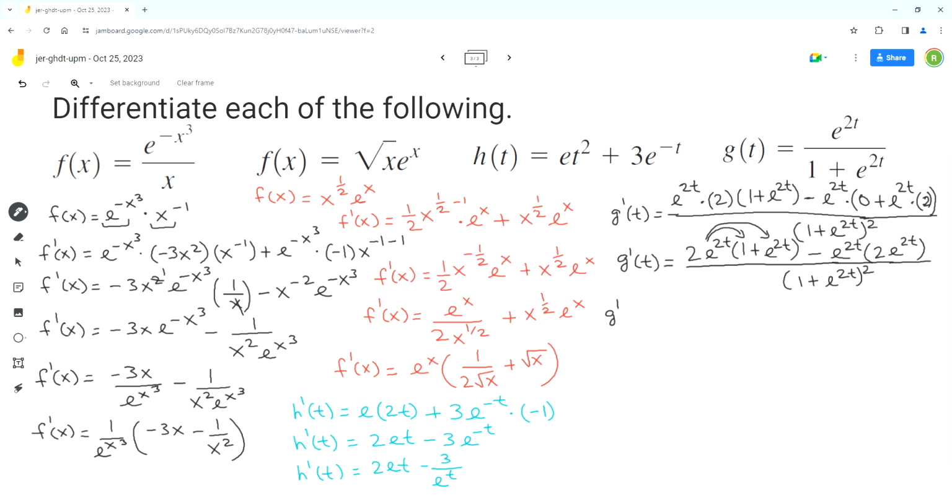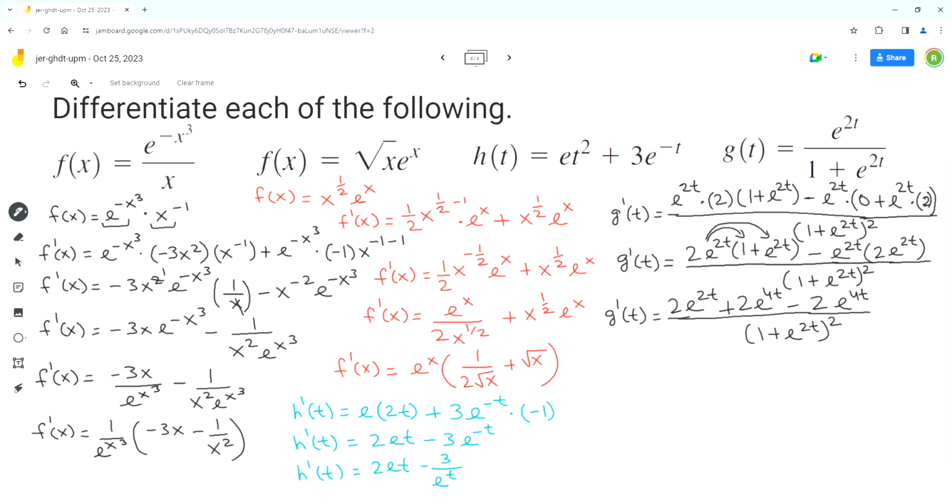So we get g prime equals, in the numerator, 2 times e to the power 2t, and then 2 times e to the power 2t times e to the power 2t will be equal to plus 2e to the power 4t. We add the exponents because the bases are the same. And then minus 2e to the power 4t, because e to the power 2t times e to the power 2t will be e to the power 4t, over 1 plus e to the power 2t squared.